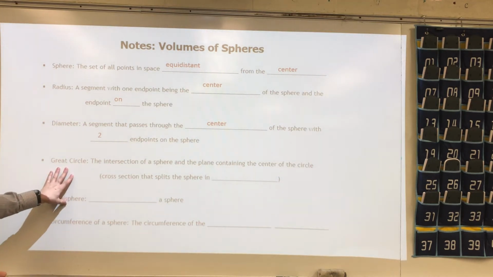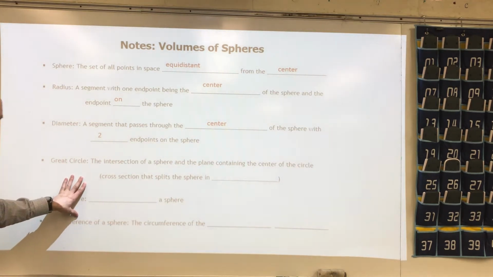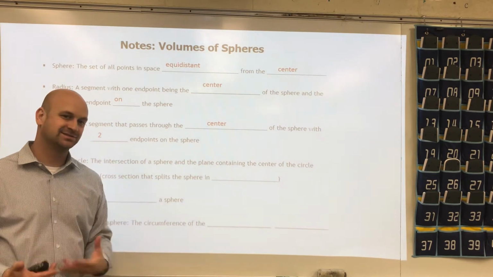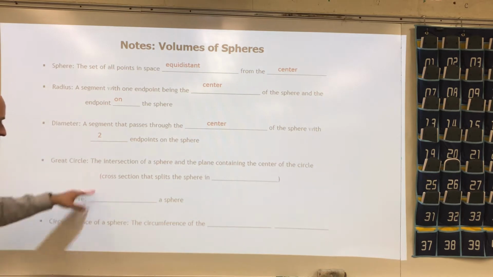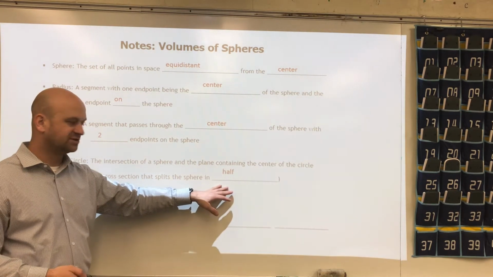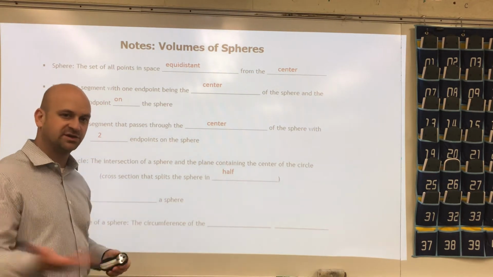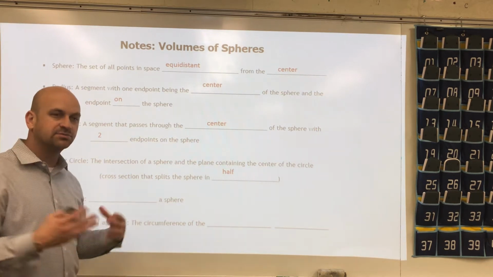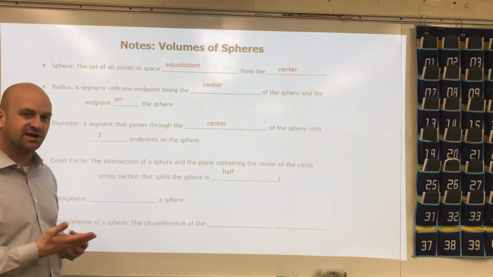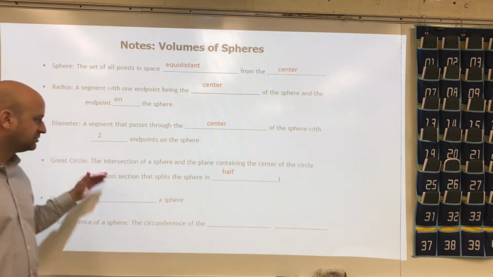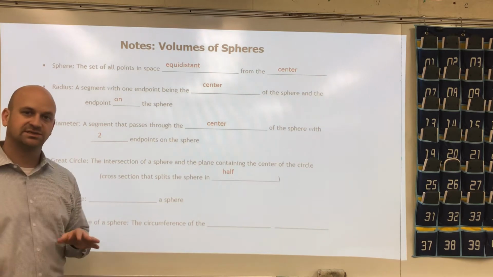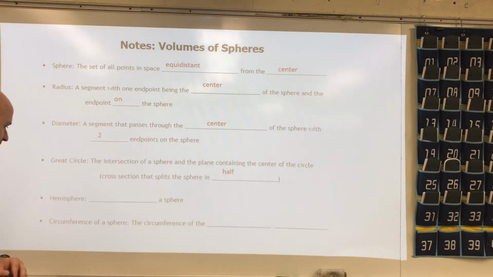All right, the great circle, this is a word that is kind of new. It's the intersection of a sphere and a plane containing the center of the sphere, right? It's the cross-section that splits the sphere in half. So if you take a sphere and cut it in half, that's going to be the cross-sectional circle. The great circle is the biggest circle that you could have. And that's going to be literally the diameter of the circle. If you were to cut the sphere at the diameter, you create the great circle.